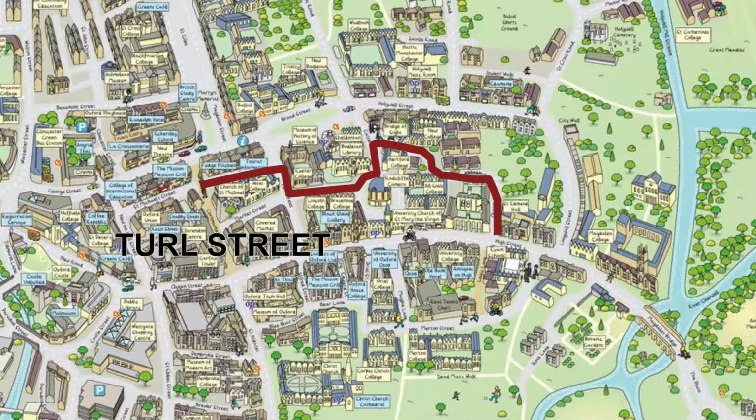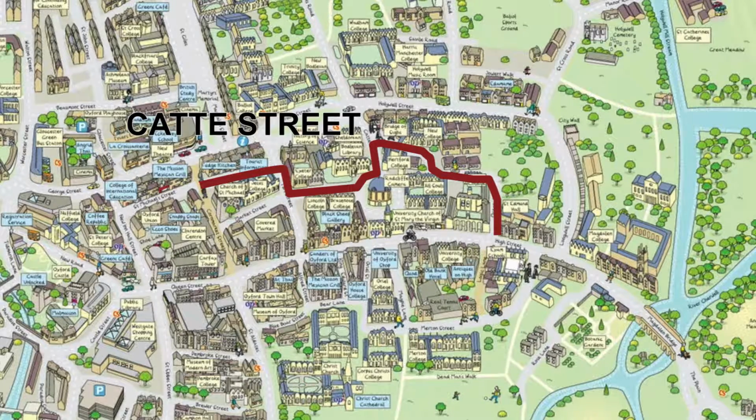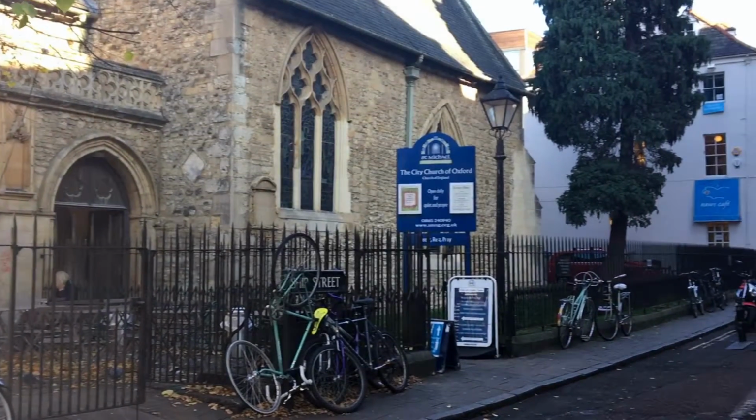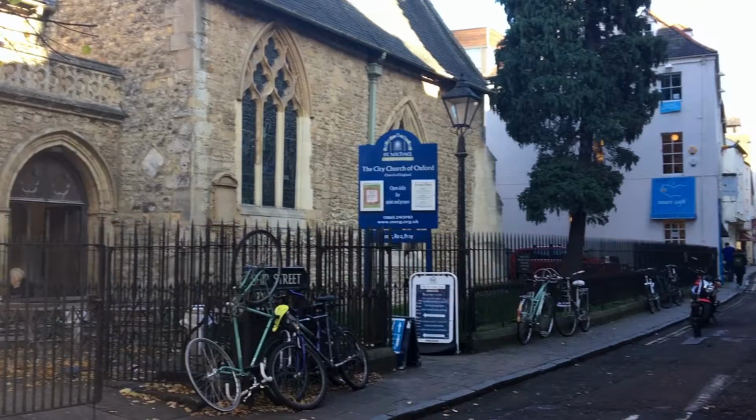The route includes Ship Street, Turl Street, Brasenose Lane, Radcliffe Square, Cat Street, Hertford Bridge, New College Lane, Queen's Lane, and High Street. On Ship Street, we are struck by a closed vista and invited to admire the intricacy of the architecture of St. Michael's.